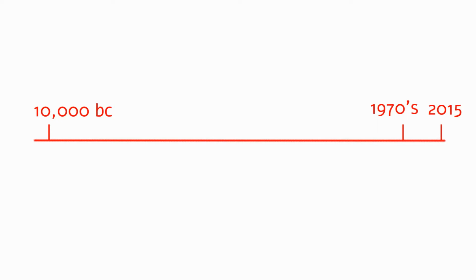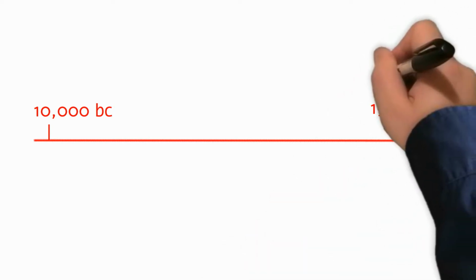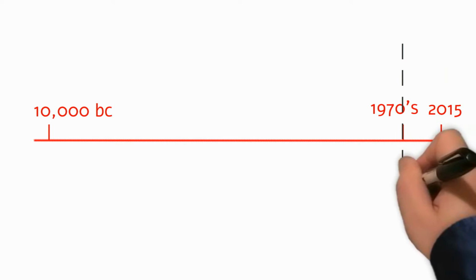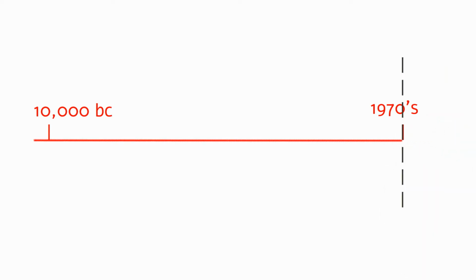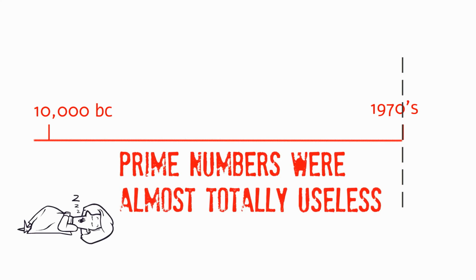We can split the entire span of human civilization into two periods: before the 1970s and then from the 1970s onwards. Before the 1970s, there were two realities. The first was that prime numbers were almost totally useless. They were certainly regarded by mathematicians, and still are, as being pretty and beautiful, and there's so much interesting mathematics about prime numbers. But very few people before the 1970s would have said that prime numbers were useful. They were almost totally useless.